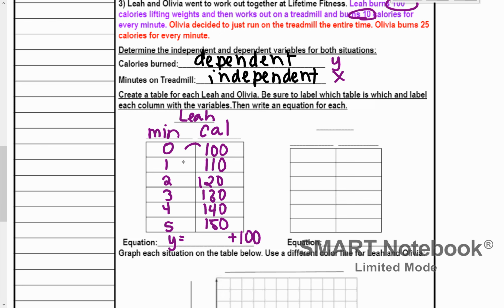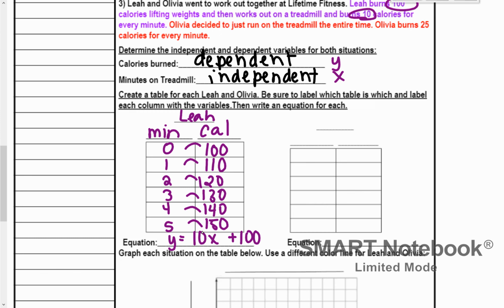Then what's depending is our minutes on the treadmill, which help determine the calories burned. So we are going to take the minutes on the treadmill, our x, and multiply it by how many she burns every minute, which is 10. So we have 10 times the number of minutes she spends, plus 100, gives us each of these numbers.